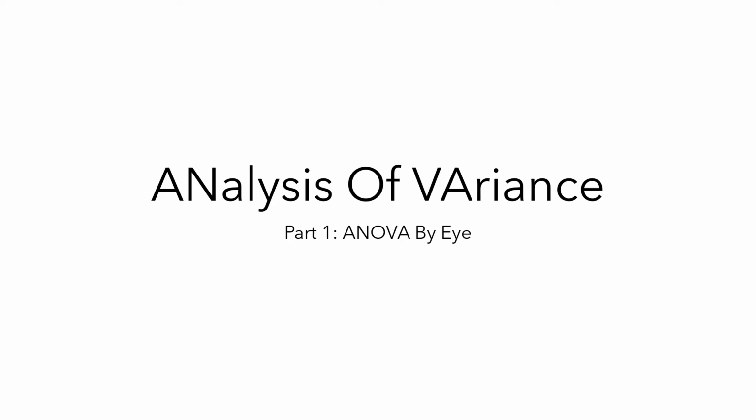In this video, we'll start to look at a type of analysis called analysis of variance, or ANOVA, and we'll start to build an intuition about how ANOVA works. ANOVA is a technique that is used when comparing multiple populations with one quantitative variable. Let's look at an example.